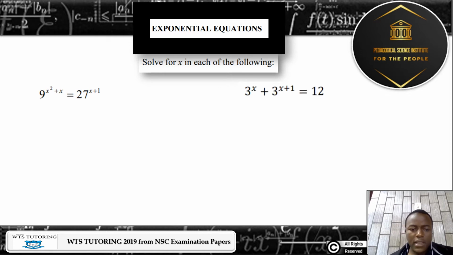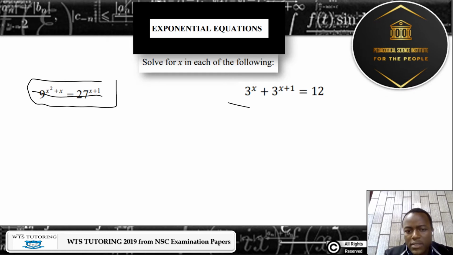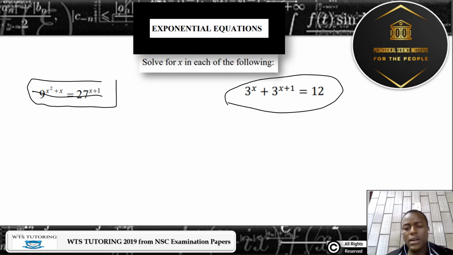Okay, we just solved that one. Let's take a look at this other exponential equation, and let's see how we can solve it. So you're given 3 exponent x plus 3 exponent x plus 1 is equal to 12, right? So they say solve for x.